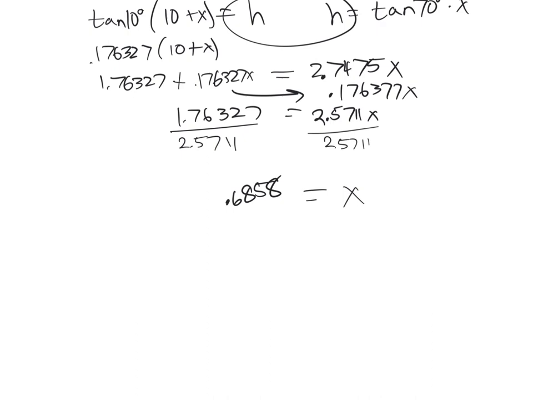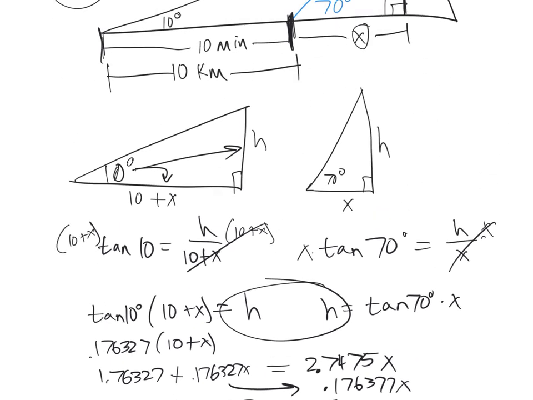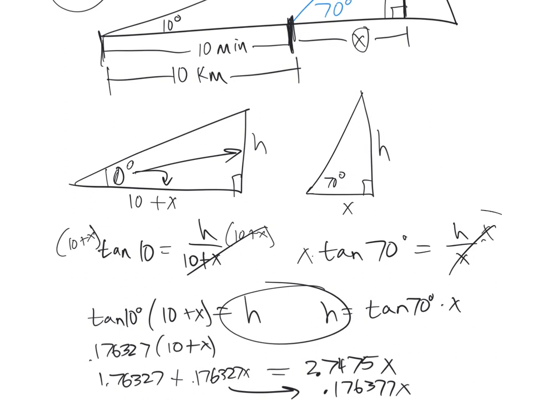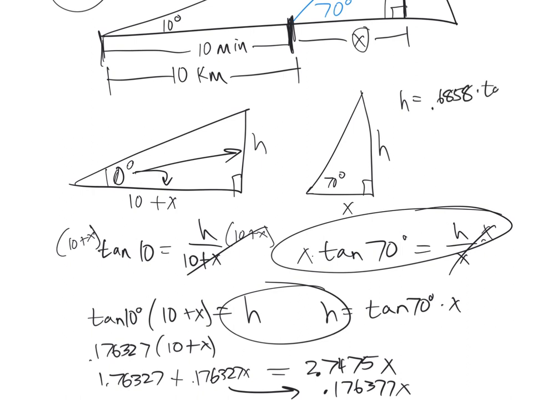So if that's x, we now can find the height of the mountain. So 0.6858. We can use this formula right here. H is equal to 0.6858 times the tangent of 70. So times the tangent of 70, and that gives us the height of 1.88 kilometers.